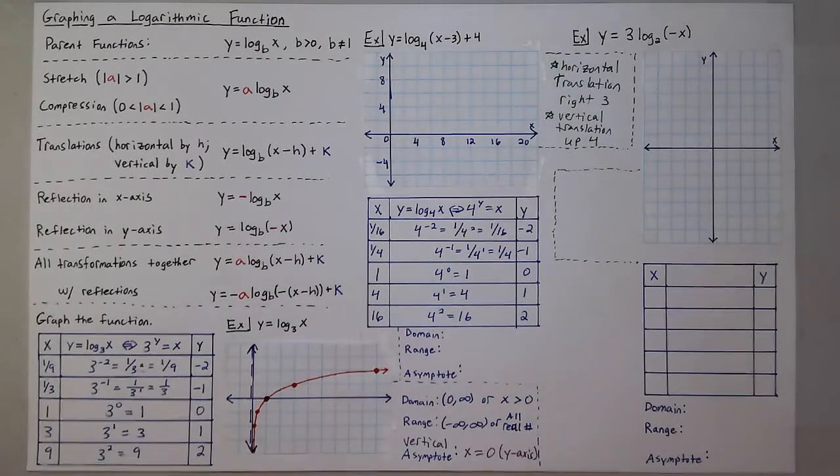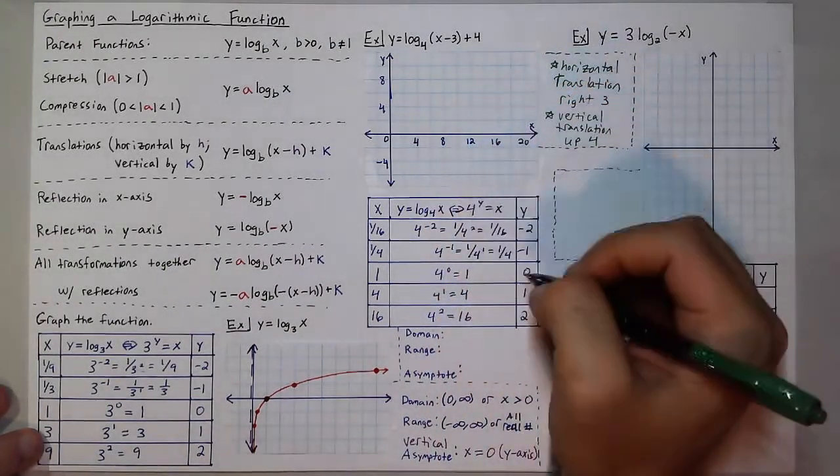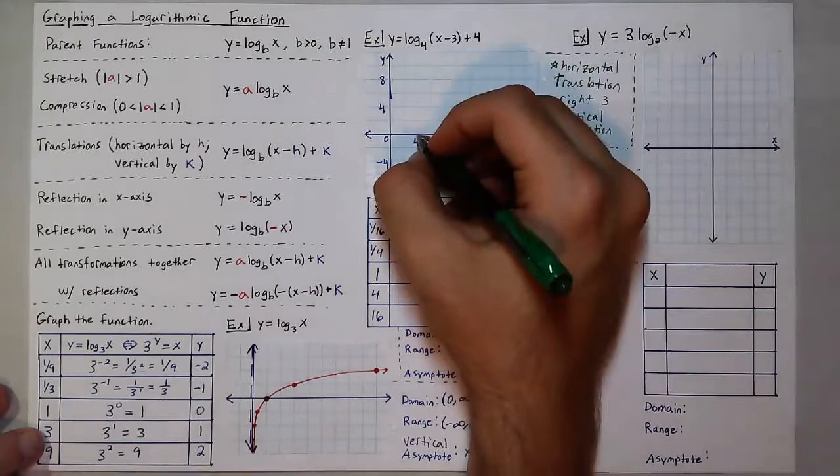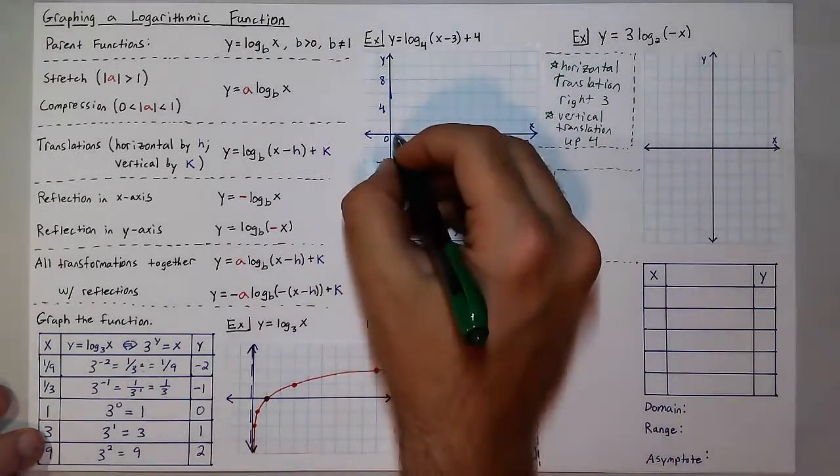Now let's go ahead and plot these points. And I'm going to plot them in green in a dashed line so it doesn't stick out too much. So we have... oh, sorry, 1, 0. So 1's over here.